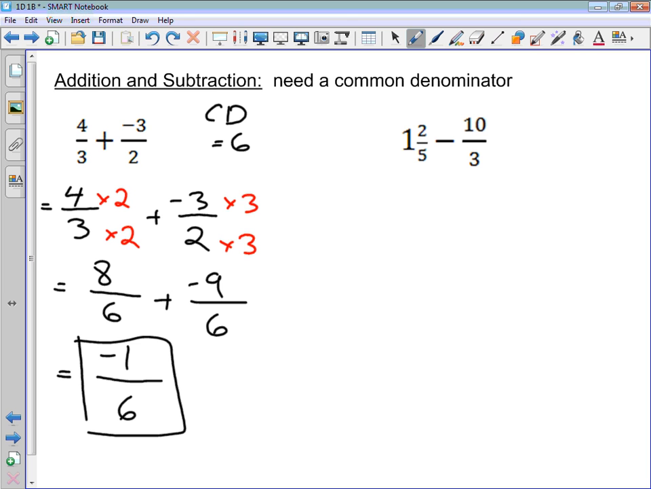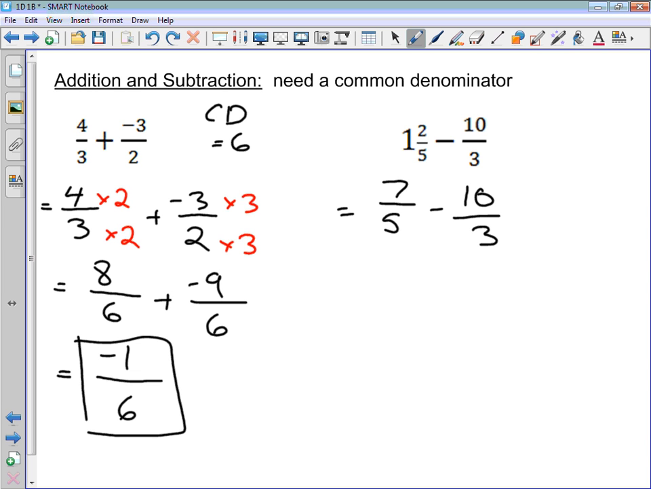Okay, last question for fractions here. 1 2/5 minus 10 over 3. What should we do first? Frito, what do you think we should do first? Exactly. Get rid of this improper fraction. So what's our denominator going to be for the improper fraction? 5. Okay, and we get our numerator by doing 5 times 1 plus 2, so it's going to be 7 over 5 minus 10 over 3.